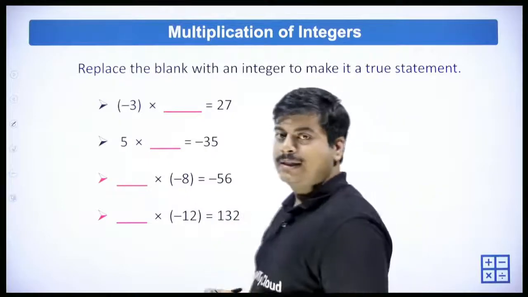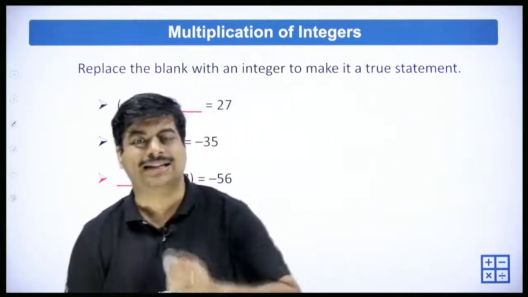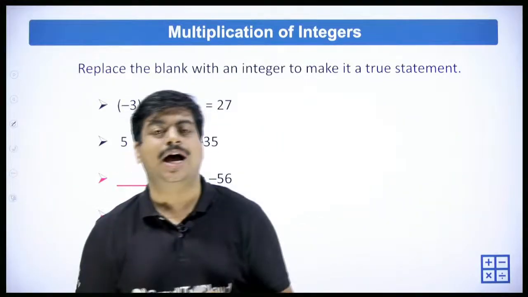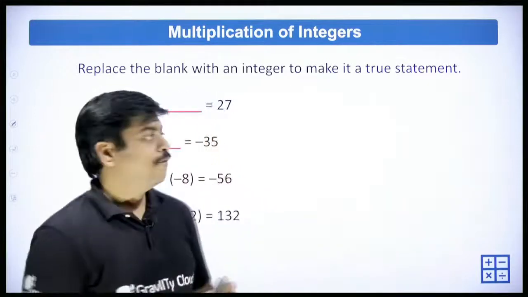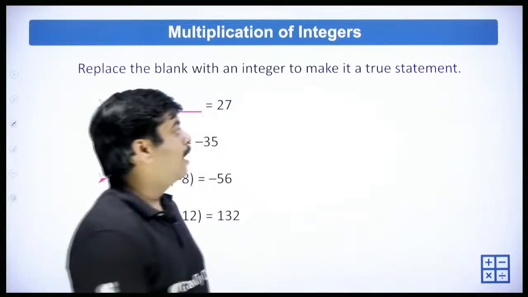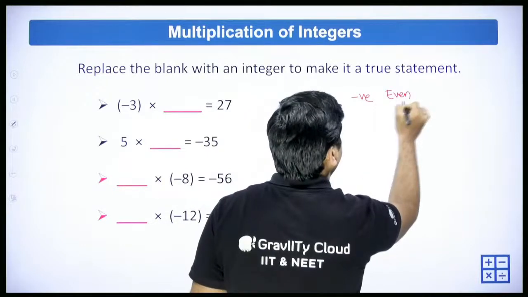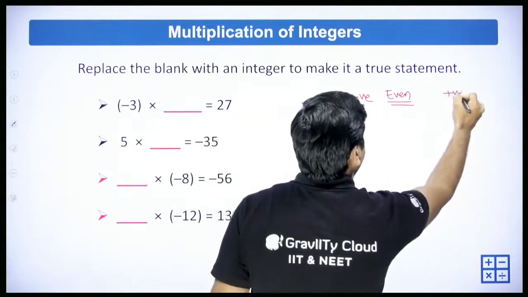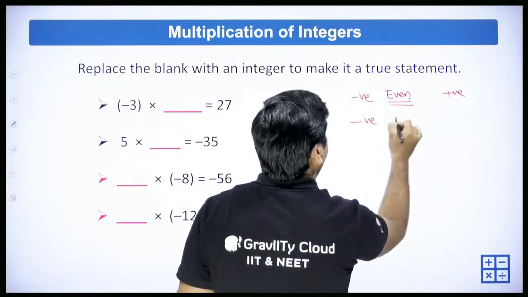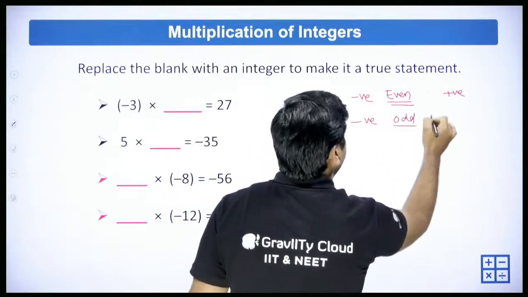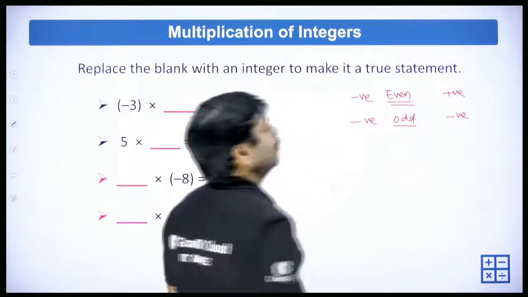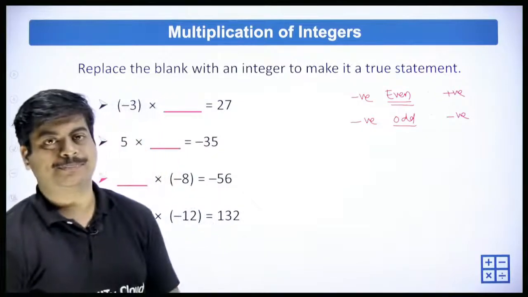Let's start today's session. In the last class when we were discussing multiplication, I told you a few things about the signs, how the sign will change to positive or negative. When you have a negative an even number of times, you will get positive. When you have a negative an odd number of times, you will get negative.